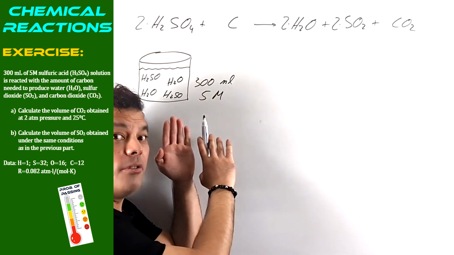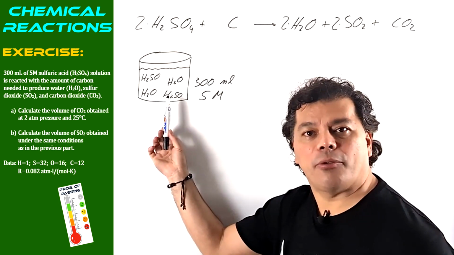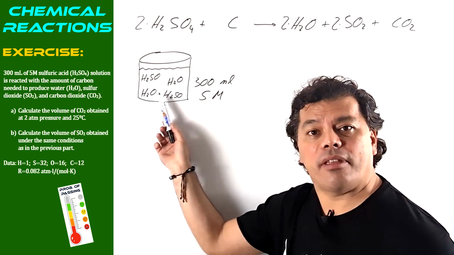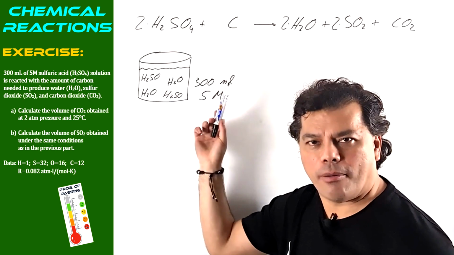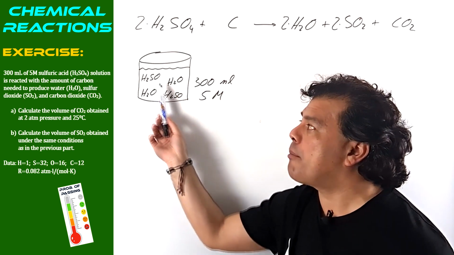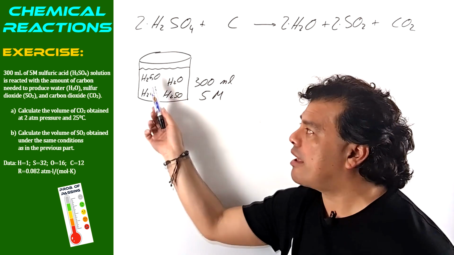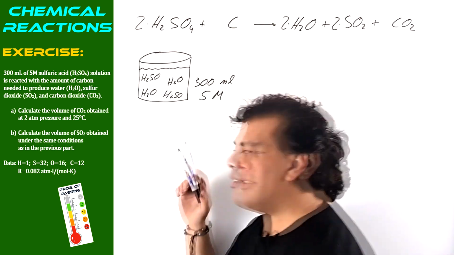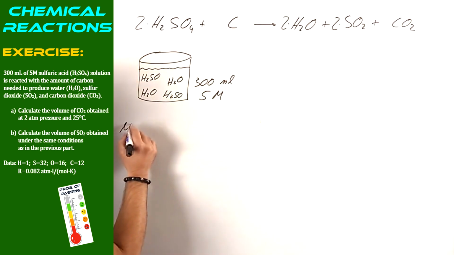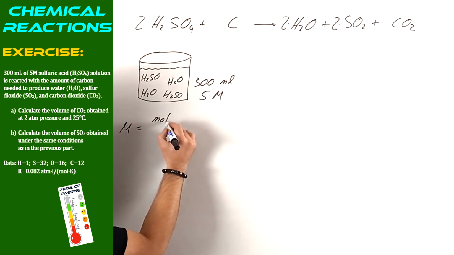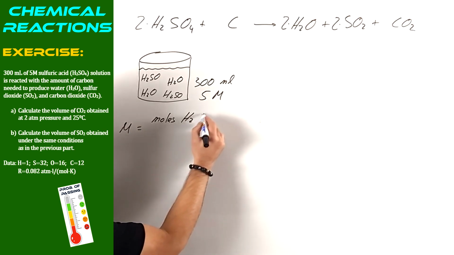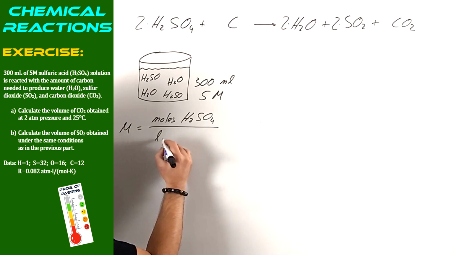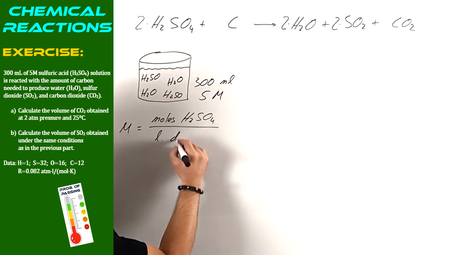So what are we going to do? The most important molecule that we have to calculate is sulfuric acid. Water is a spectator molecule that doesn't matter in this problem. So let's try to calculate the amount of sulfuric acid that this glass contains. And as you probably know, molarity is defined as moles of sulfuric acid, in this case, divided by liters of the solution.